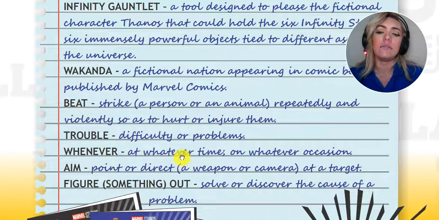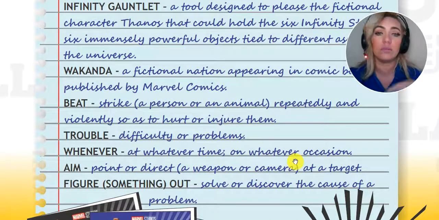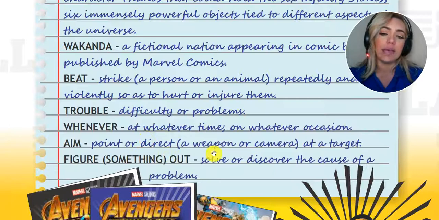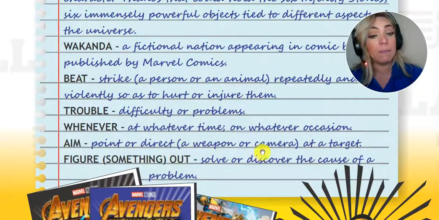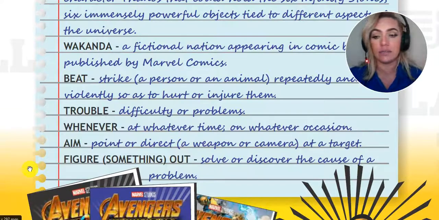Whenever, at whatever time or whatever occasion, so it can happen at any moment. Aim. Point or direct a weapon or camera at a target. Like my aim is this. Okay.